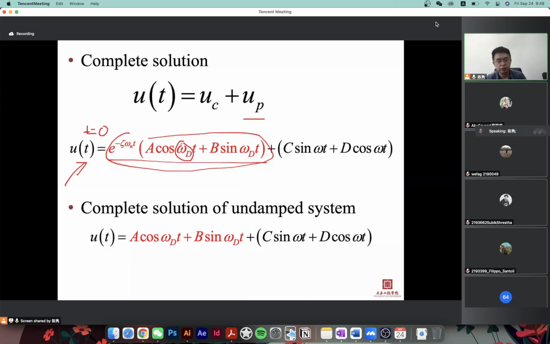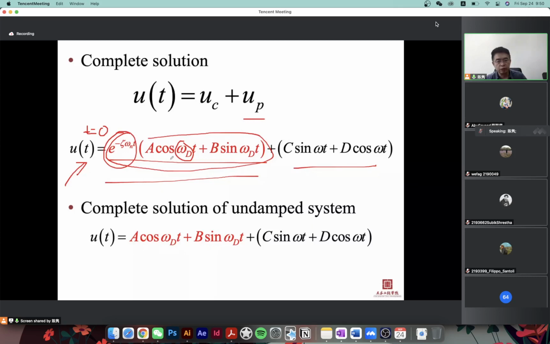It's the damped natural frequency of the system, and this part vibrates at the frequency of the external load. So this is the steady state response, and this is the transient response, because you have the damping here. So this transient response will be dashed out quickly, so in most cases we only focus on this part.